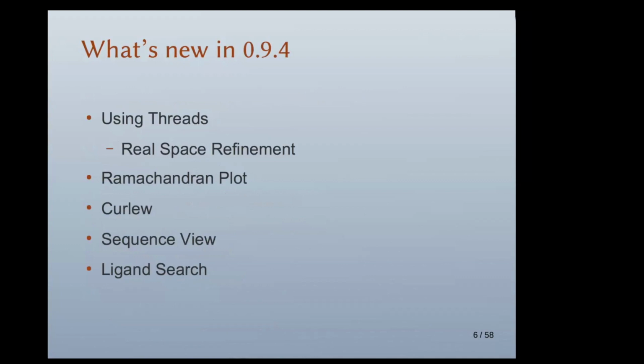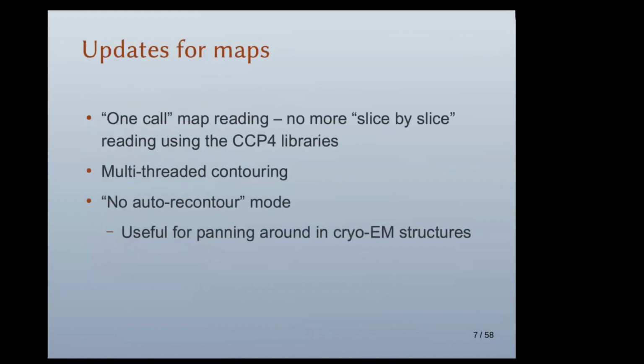I'll come back to that in a moment. We also have Ramachandran plot updates, Curlew, sequence view, and ligand search. So I will talk about the real space refinement first. No, I won't. After this slide, I mentioned that the maps have been improved.